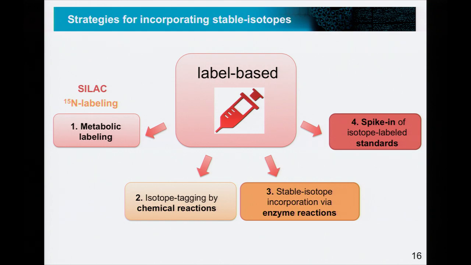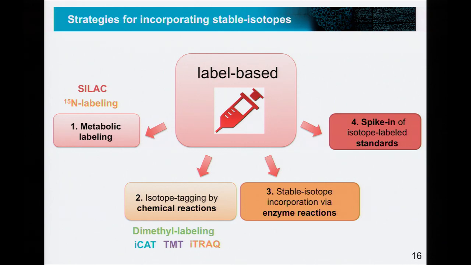I'm sure you all know about it. The second type of isotope labeling works via chemical reactions. So what you do here is you exploit the reactivity of certain amino acid side chains or of the N or of the C terminus of your peptides and proteins. Typical examples are here dimethyl labeling or ICAT, or the two isobaric approaches, TMT or iTRAQ.